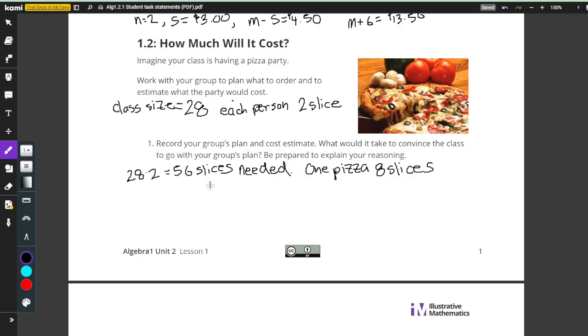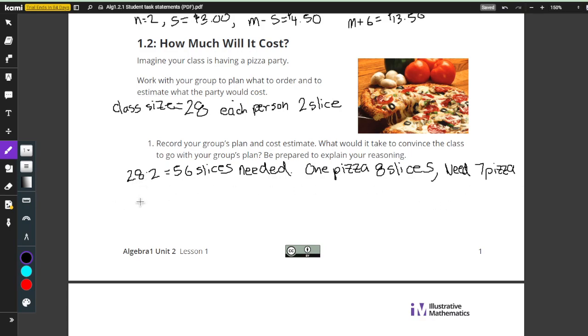So how many pizzas do we need? If we need 56 slices total and there are 8 slices in 1 pizza, we know that we need 7 pizzas, right? Because 7 times 8 is 56 slices. So we need 7 pizzas.